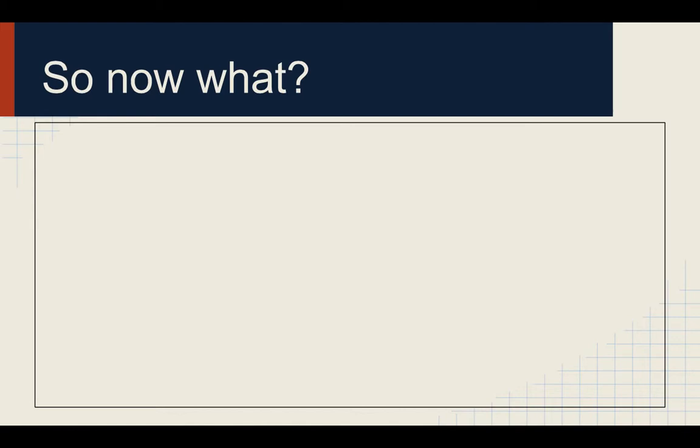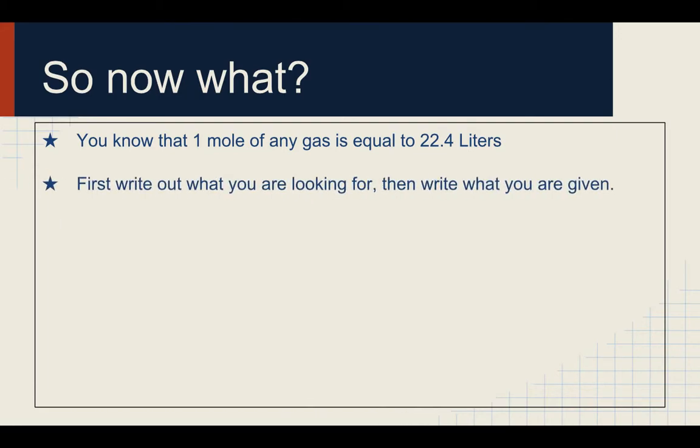Well, I ask myself, so now what? I know what I'm looking for. So I remember back that 1 mole of any gas is equal to 22.4 liters. That's the constant that I'm using since we said moles and we said liters. So now write what you're looking for, then write what you're given. In this case, it says I want to know how many liters are in 3 moles of carbon dioxide. So think about that. What am I looking for? What am I given?